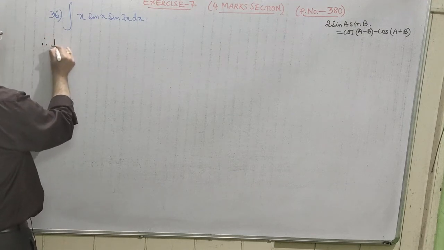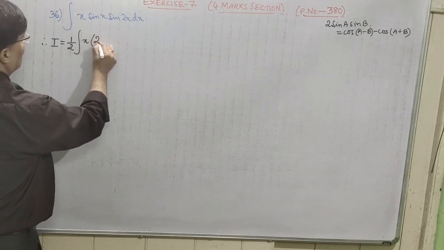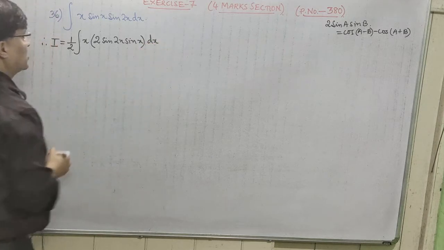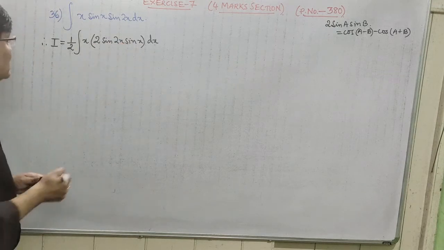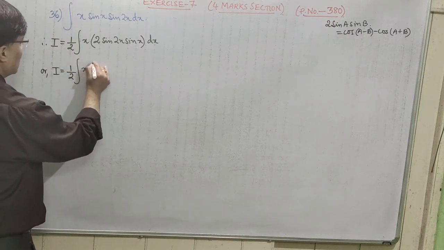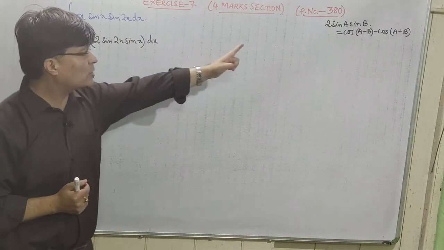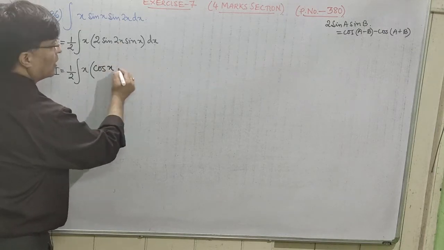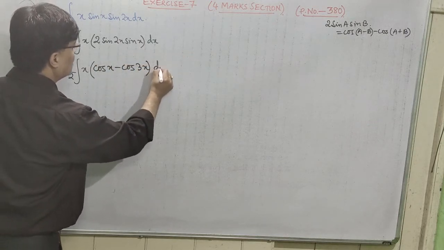Okay. So let us write I also. I is equal to half integration of x within bracket 2 sin 2x sin x bracket closed dx. Is that clear? Now this is 2 sin a sin b. I is equal to half integration of x, now within bracket, 2 sin a sin b here is cos of a minus b, isn't it? So it is cos of, what is a minus b? 2x minus x is x, minus cos of, what is a plus b? 2x plus x is 3x, bracket closed dx.